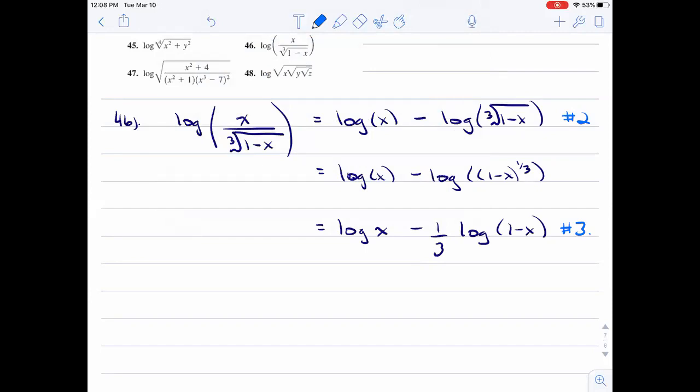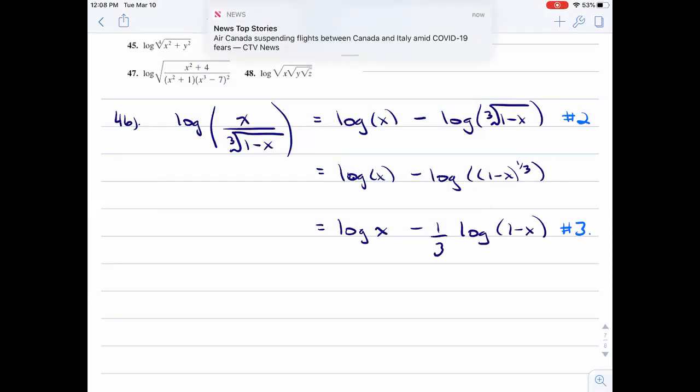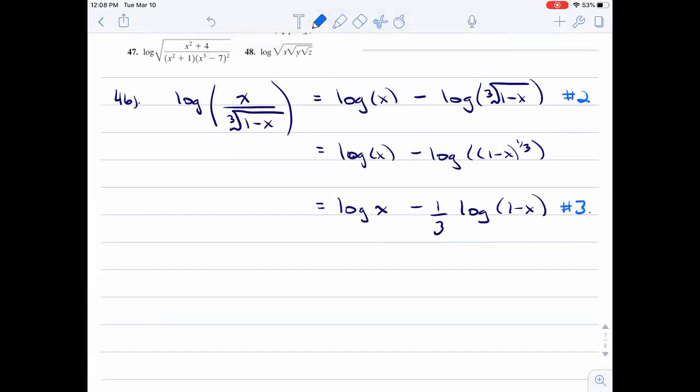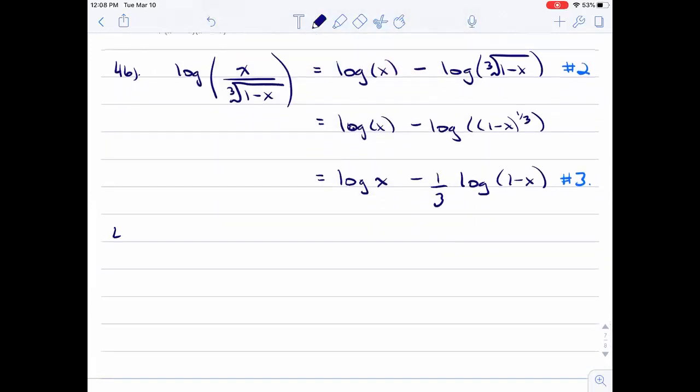Should we do 47? What do you think? Yeah. Oh. No flights to Italy. Crazy. 47.